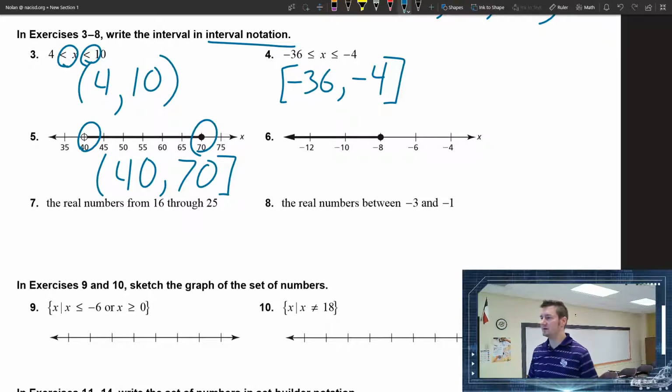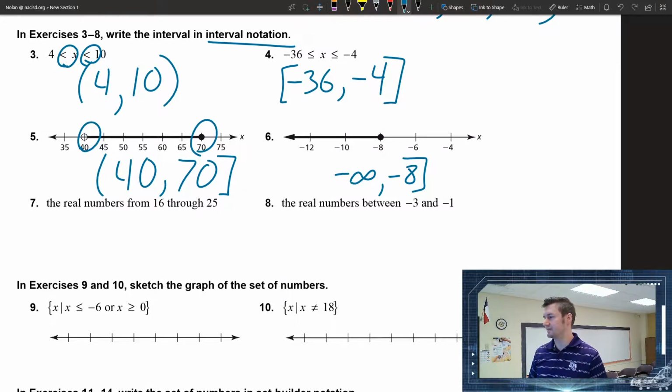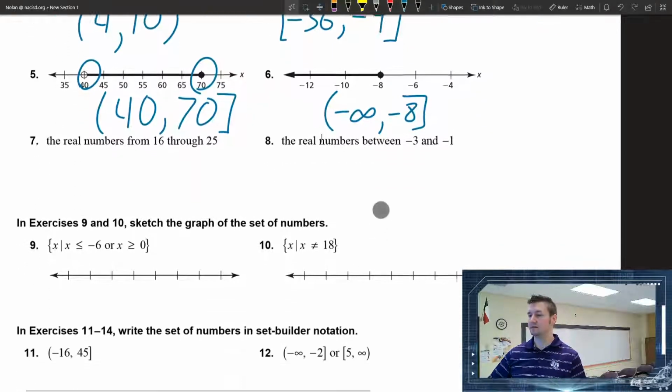Number 6 is going to be a little bit different. Notice that our endpoint on the right is going to be -8, so I can go ahead and put that in. We're going to use a bracket. But there is no endpoint on the left, so this is unbounded. What do you think it's going to be? Is it going to be -infinity or positive infinity? Well, it's pointing towards the left, so we're getting more and more negative. It's going to continue to the left because there's no endpoint, to -infinity. So we would do -infinity to -8. And remember, anytime you have an infinity or -infinity, we use a parenthesis.